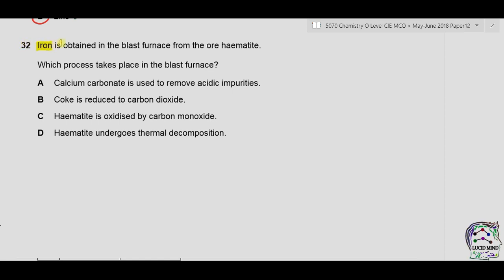Question 32. Iron is obtained in the blast furnace from the ore hematite. Which process takes place in the blast furnace? Part A. Calcium carbonate is used to remove acidic impurities. This is correct because calcium carbonate first decomposes into calcium oxide and carbon dioxide. This calcium oxide is used to remove acidic impurities such as silicon dioxide. It will react with SiO2 to form slag of calcium silicate, which is then removed.